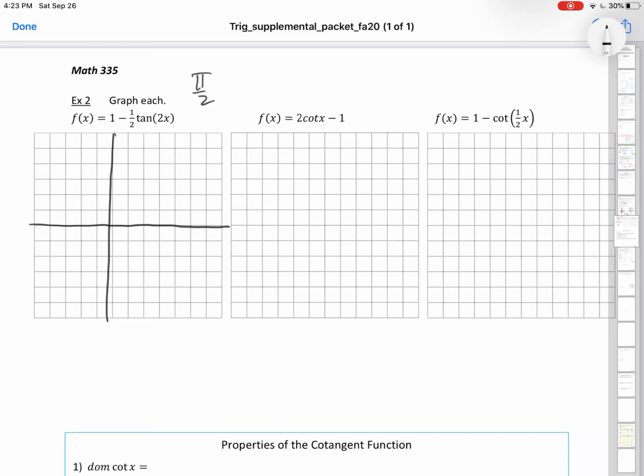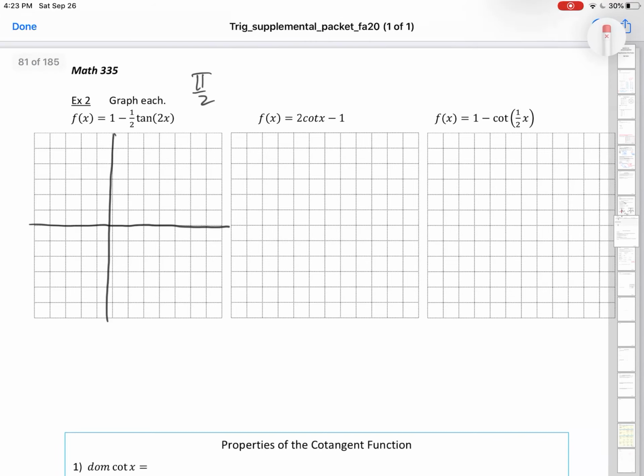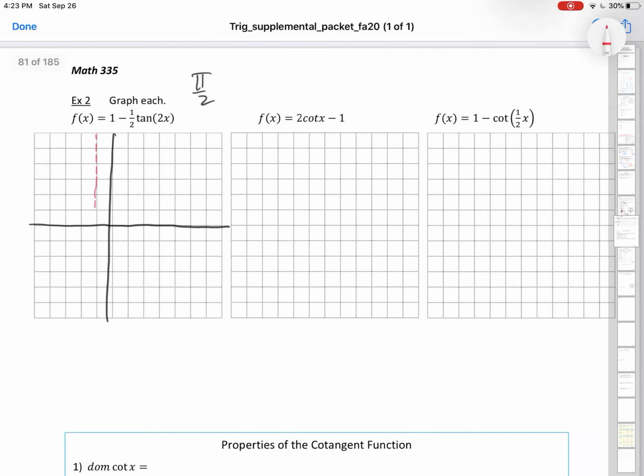So when I draw my asymptotes in, they're going to be, whoops, went to the eraser for some reason. They're going to be at minus pi over 4 and pi over 4. Right? And I don't know how many they want us to graph. So this would be 3 pi over 4.